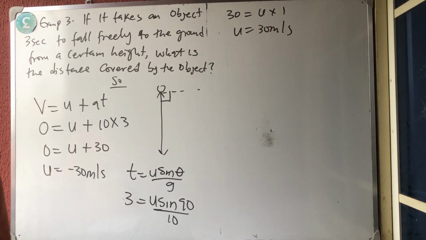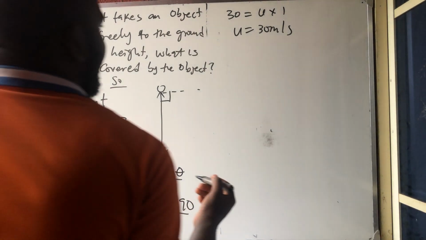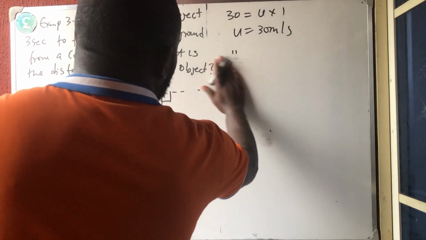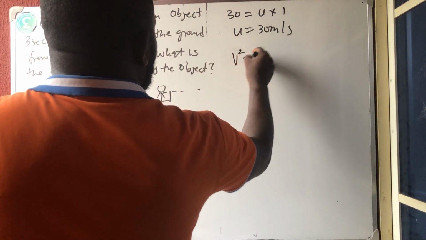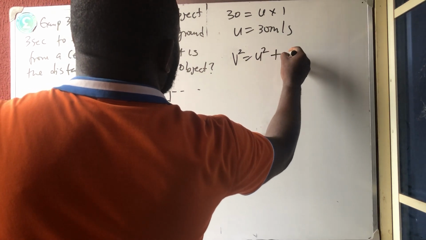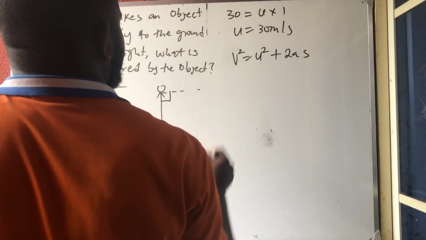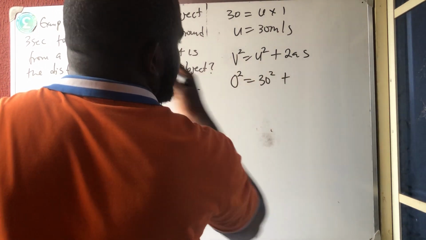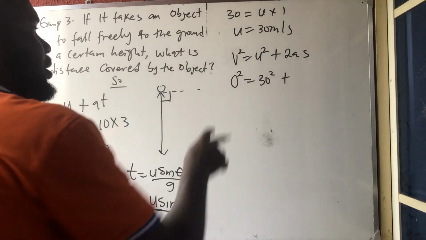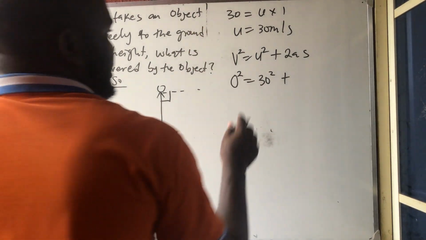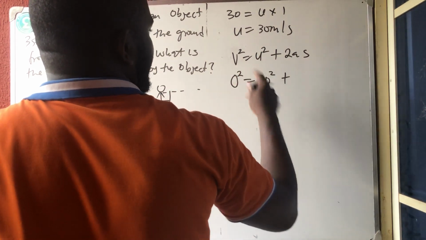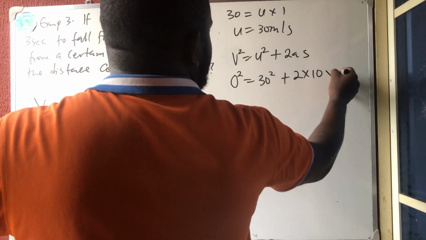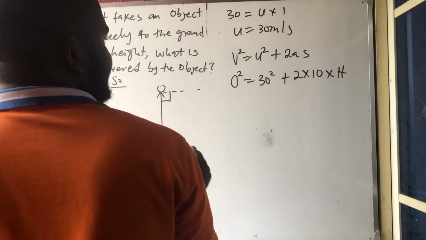Okay, I have 30. So what are they asking us? The height. What's the formula for the maximum height? We are using the second equation, which says that v squared is equal to u squared plus 2as. The final velocity is 0, so 0 squared is equal to 30 squared plus, in fact, even if I have that minus 30 and I use it here, I will still get the same answer, because minus squared is plus. So 30 squared plus 2 times acceleration, there is 10, times the height that I'm looking for.